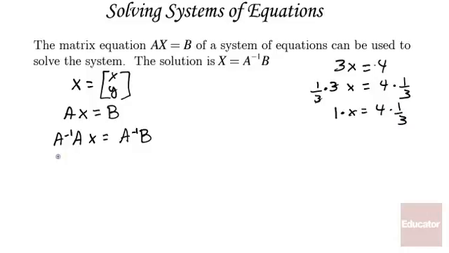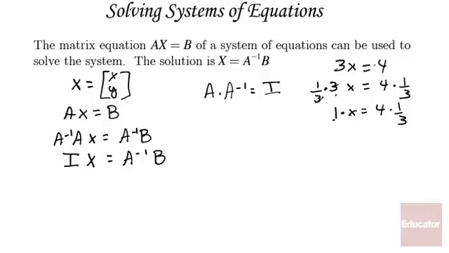Well, what's going to happen here? Recall that when we talked about identity matrices, we said they function somewhat like the number 1 within the world of matrices. So if I'm multiplying a matrix by its multiplicative inverse, I'm going to get the identity matrix, the same way when I multiplied a number by its inverse, I got the number 1. So A times A inverse is the identity matrix. This is going to give me the identity matrix times X equals A inverse times B.